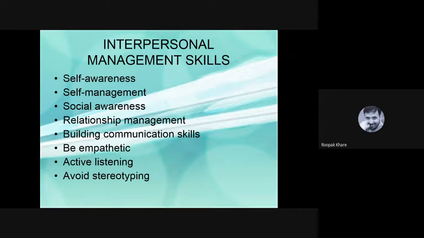Build communication skills; language and all communication should be good. Be empathetic. You should be able to understand the other person's problems, connect with them at a certain level, and that other person should feel that this person feels so much for me. Active listening, not just listening, active listening. Avoid stereotyping. In our minds, we make pictures of people and we believe those pictures to be true, based on clothes, language, and so many other things. So please avoid stereotyping people.